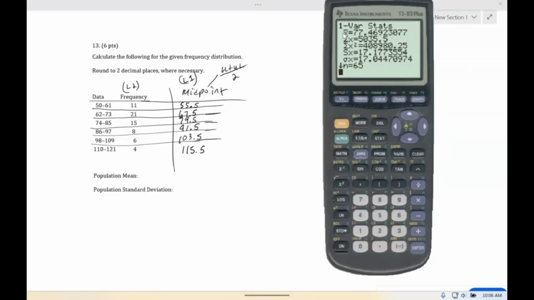Now notice in the printout we see x bar. x bar is both the population mean and the sample mean. So for this example, our population mean would be 77.47, rounded to 2 decimal places. And for our population standard deviation, keep in mind that Sx is the sample standard deviation, and sigma x is the population standard deviation. So our population standard deviation here should be 17.04.